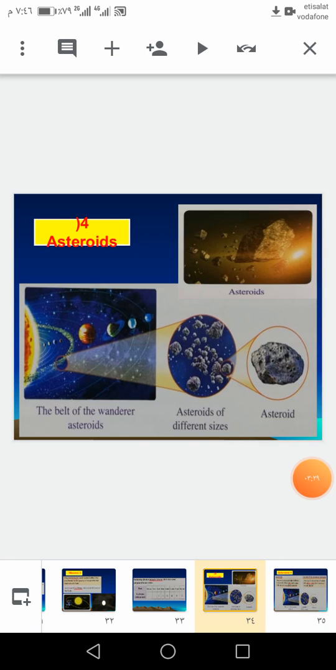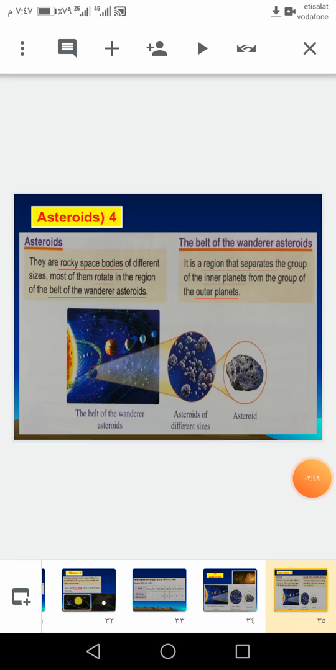Number 4, asteroids. What are the asteroids? They are thousands of different sized rocky masses that rotate around the Sun in a certain region called the Belt of the Wanderer asteroids, which lies between the orbits of Mars and Jupiter. So asteroids are rocky space bodies of different sizes. Most of them rotate around the Sun in the region of the Belt of the Wanderer asteroids.